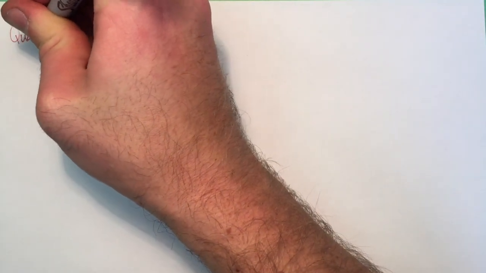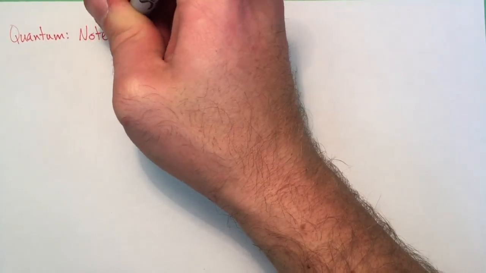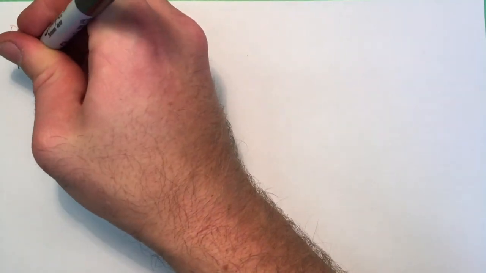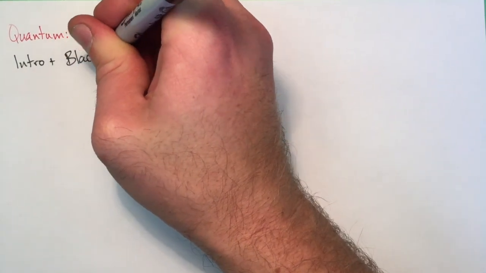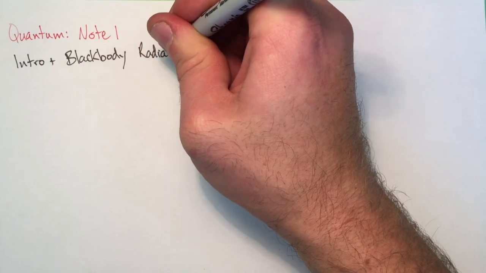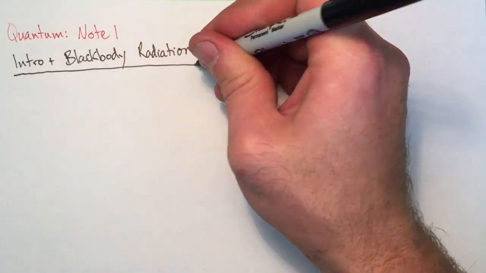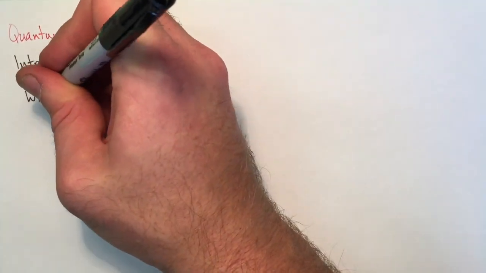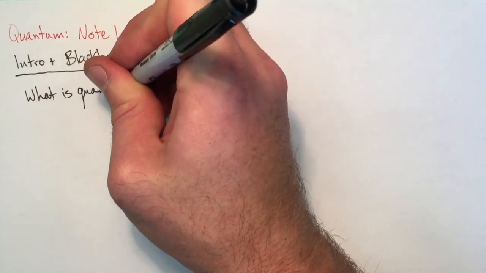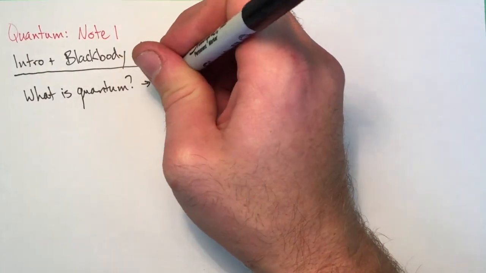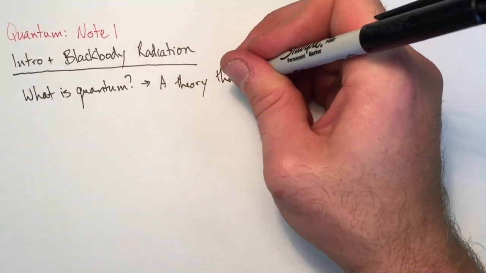Grade 12 Physics, Quantum Note Number 1, Blackbody Radiation. Quantum mechanics is the study of the really small. What is an atom? How does a nucleus exist? How is it possible for electrons to orbit around the nucleus? All of these questions can be solved using quantum mechanics.